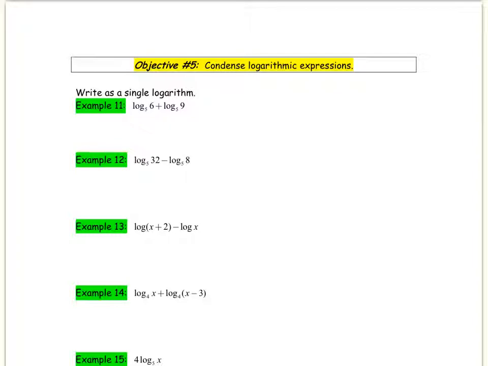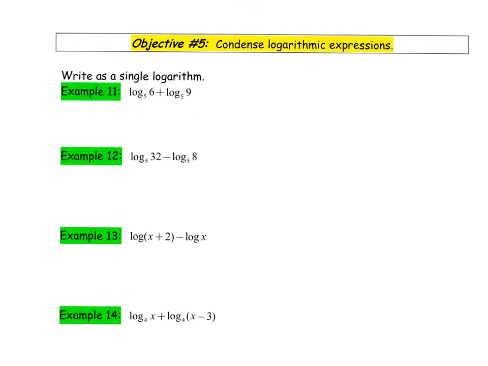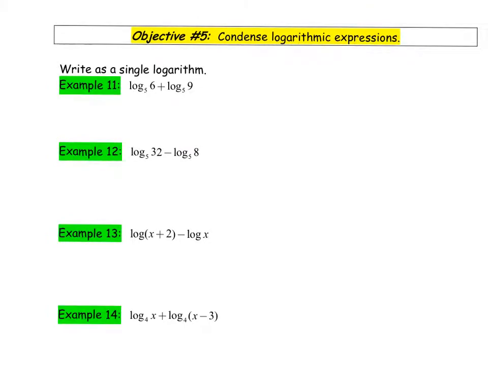Condense the logarithmic expression. Condensing is exactly the opposite of expanding. So now let me expand the page, not the log, so I can write it better. You can see it better. Condensing means your final answer has to be a single log. Addition becomes multiplication. Double log becomes single log.